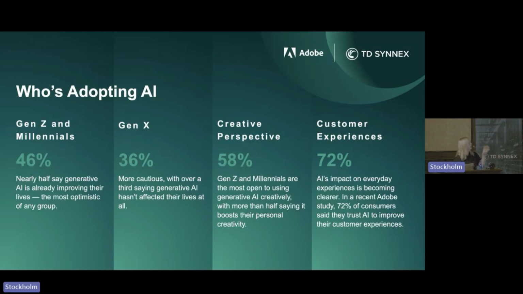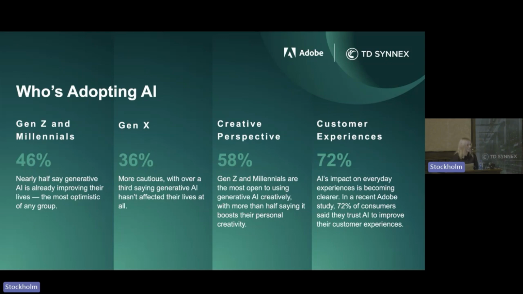And if we're looking at who's adopting this AI in terms of generations coming into the workplace, for example, we have Gen Z and millennials. 46%, nearly half, say generative AI is already improving their lives. They are the most optimistic of any group. Gen X, 36%, are a little bit more cautious, with over a third saying generative AI hasn't affected their lives at all. From a creative perspective, 58% of Gen Z and millennials are the most open to using AI creatively, with more than half saying it boosts their personal creativity.